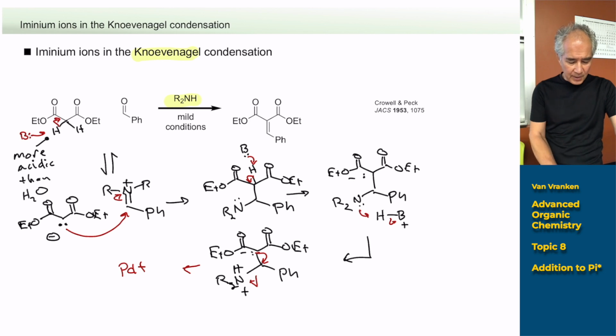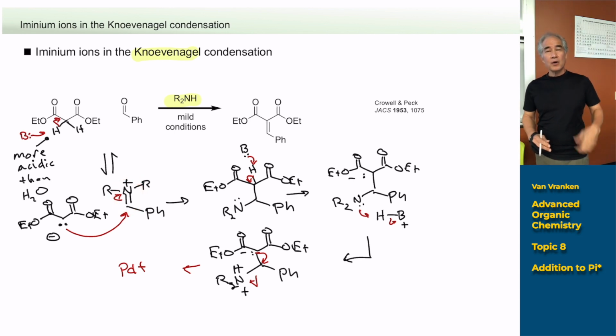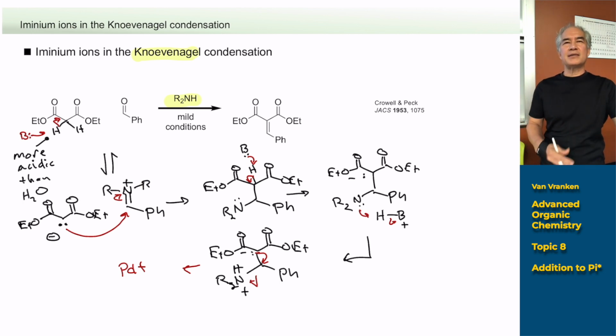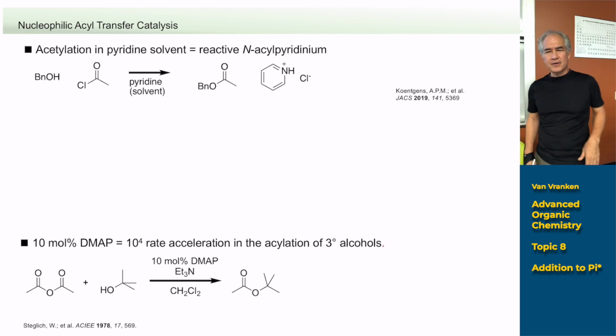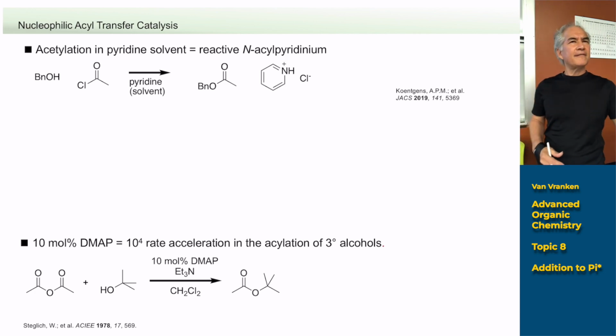So you need to remember how easy it is to add to an iminium with an N+, or a carbonyl that has a Lewis acid attached, like a proton. That's even easier, but those intermediates are a little bit harder to make than iminium ions. Okay, let's talk about another kind of catalysis, kind of like forming an iminium ion as a type of catalysis, that's called nucleophilic acyl transfer catalysis.